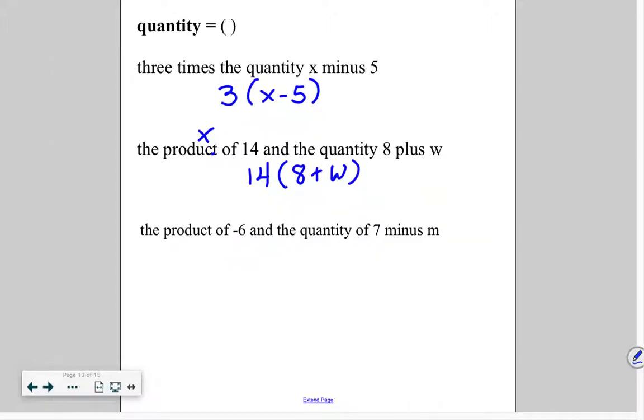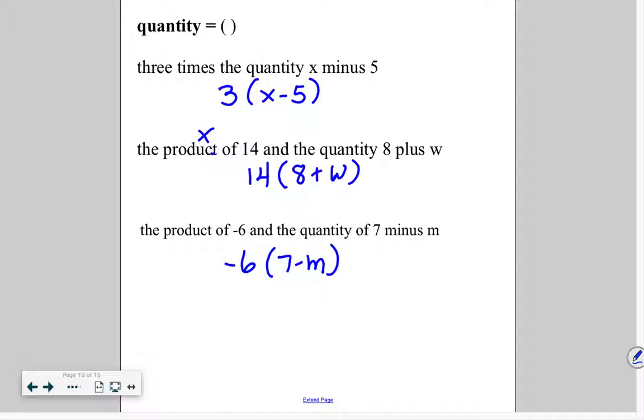And the last one for this slide, the product of -6 and the quantity of 7 minus m. You record what you think it's going to be before we go over it. Product of -6 and the quantity of 7 minus m. What do you got? 6 on the outside. What kind of a 6? -6 on the outside, and then 7 minus m on the inside. Yes. It did not say 7 less than m, it said 7 minus m, so that is correct.